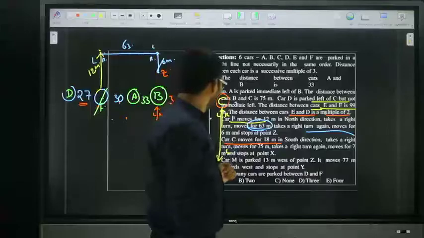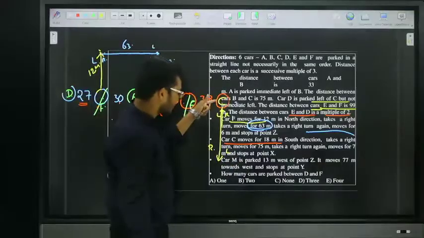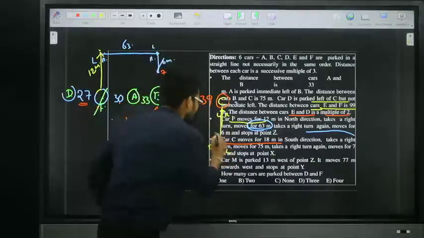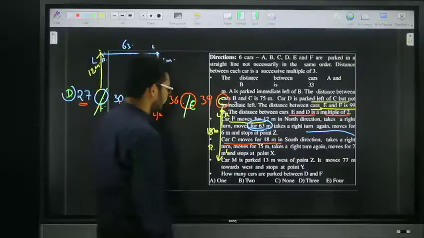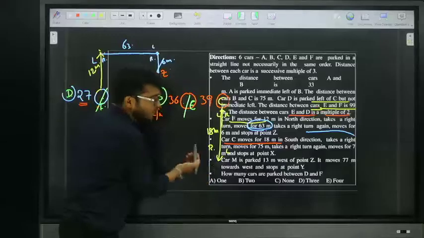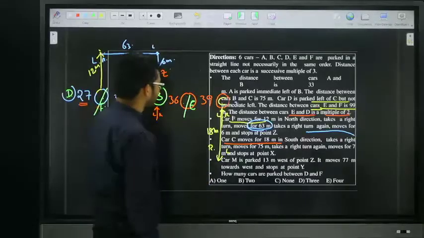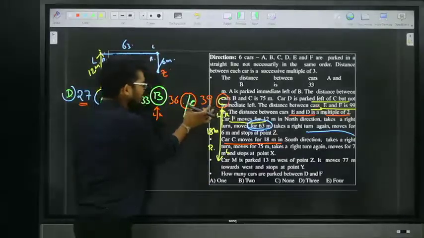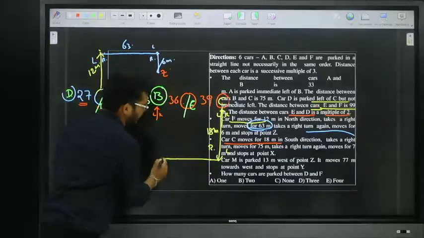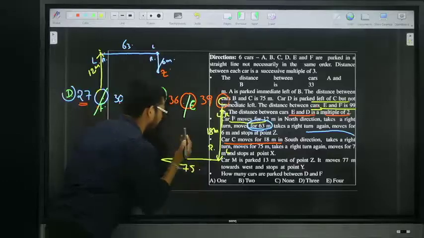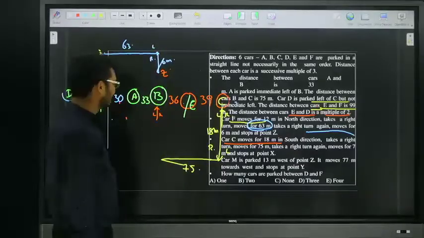Yes. Then leave it. Friends here, car C moves for 18 meters in south direction. Next it takes a right turn and moves for 75 meter. This one is 39, this one is 36. Takes a right turn and moves for 75 meter.